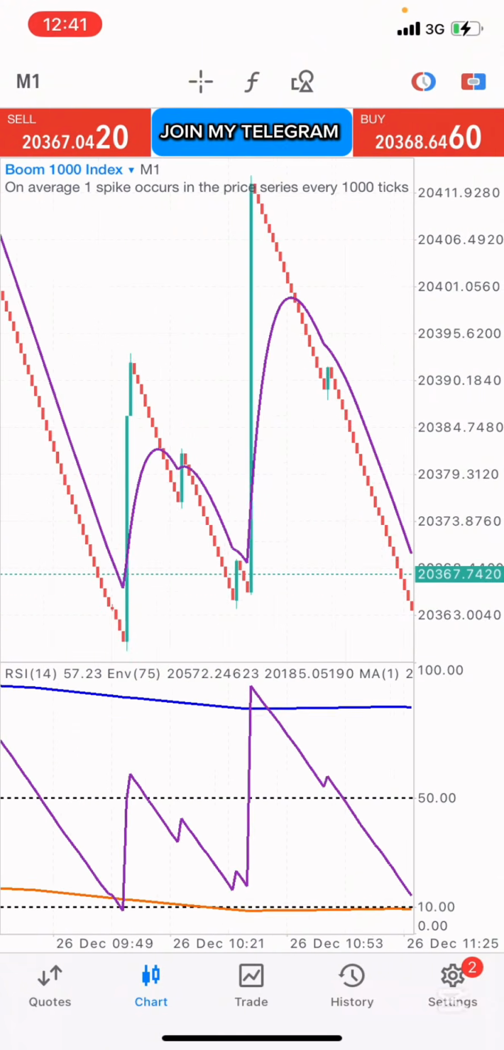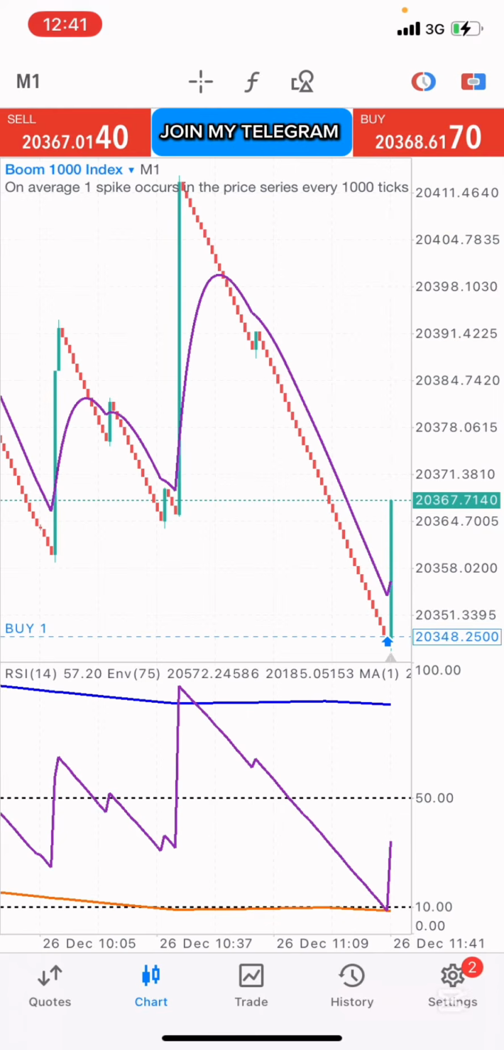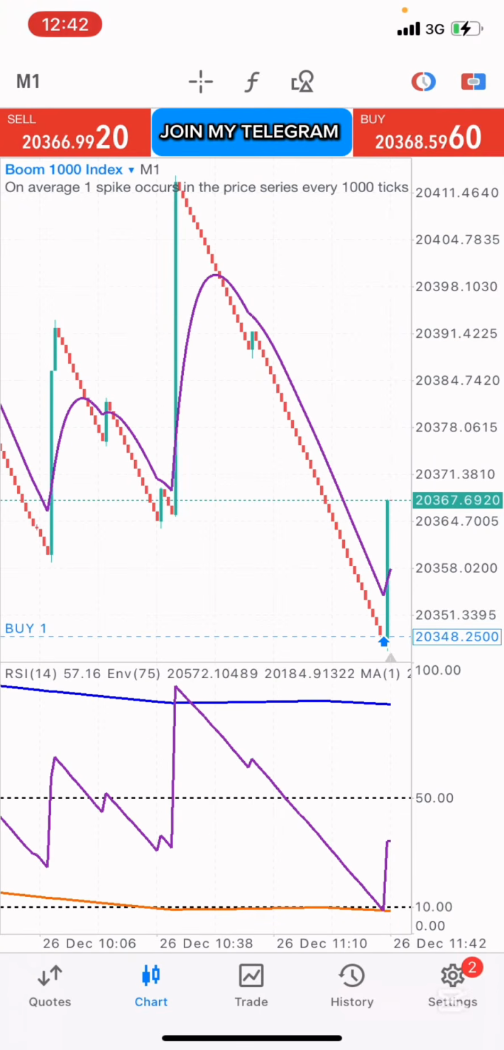As you can see right here, we just caught the spike at this very point in time. Look at it, I told you guys when it gets to that point there's going to be a spike, right? And we just made that profit from that point in time.